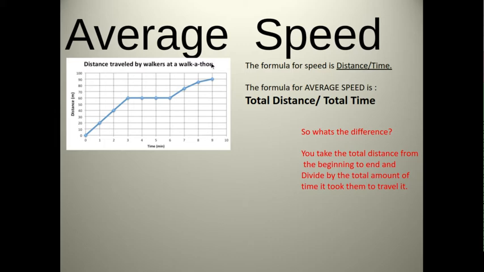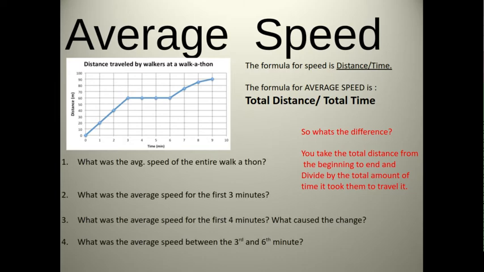minutes. So if I want to know the average speed of this walker in the walkathon, I would take the 90 meters, divide it by the 9 minutes, and that would give me an average speed of 10 meters per minute. So this walker was walking 10 meters in a minute, or every minute.